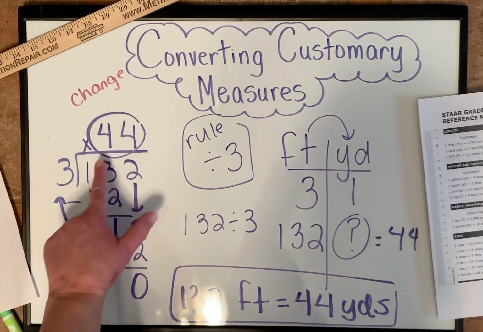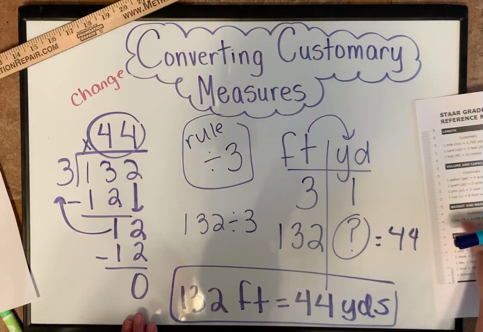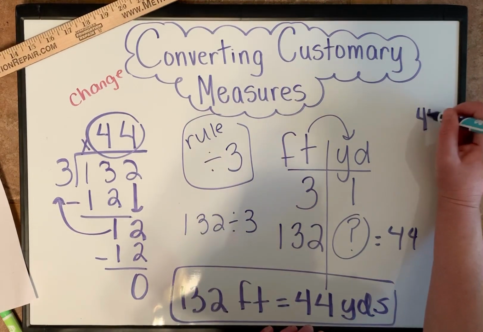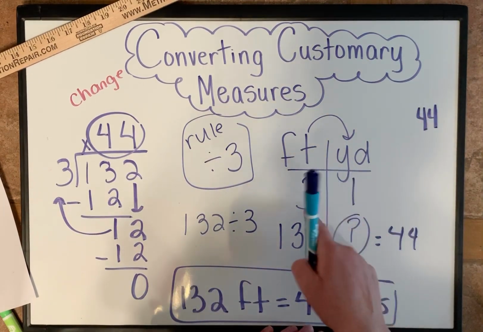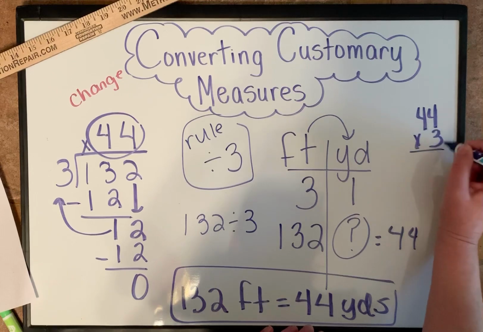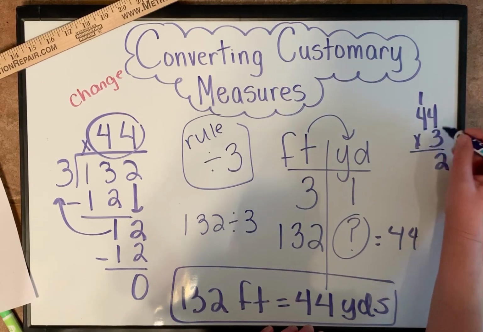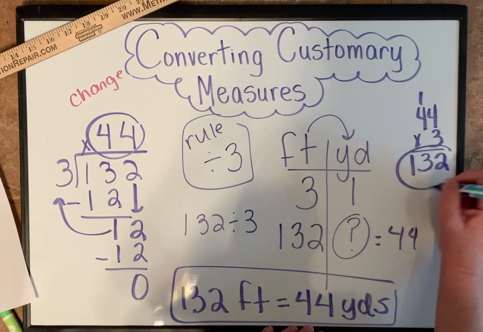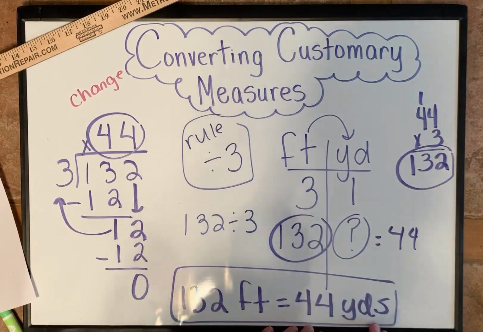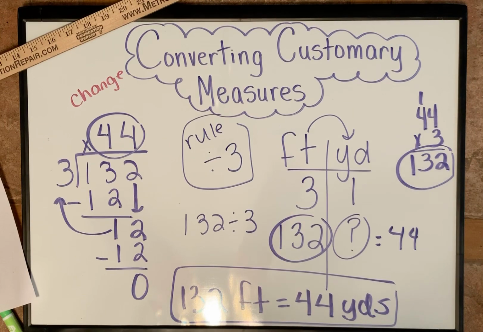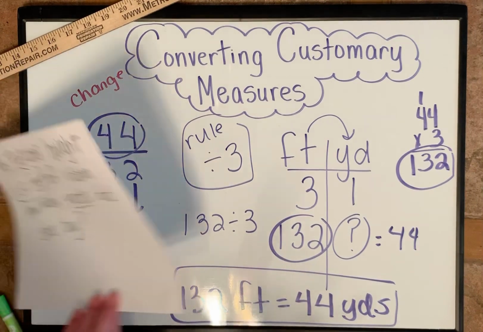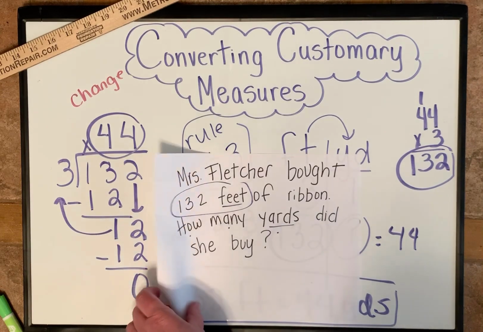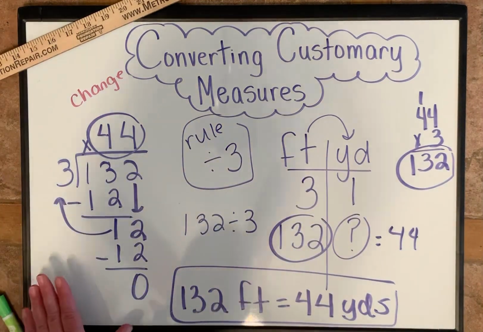And if you want to check yourself, you can do your opposite operation. We divided to find our quotient, but if you want to check yourself, you can multiply your answer. Instead of dividing by 3, let's multiply it by 3, kind of working backwards. 3 times 4 is 12, plus 1 makes 13, and you should have gotten 132. So I know that we're right. So let's go back to our question. How many yards did she buy? She bought 44 yards. Let's do 2 more, and then we'll be done.